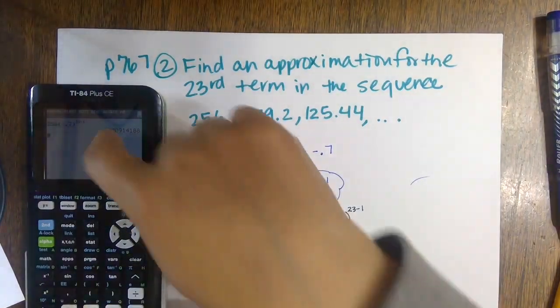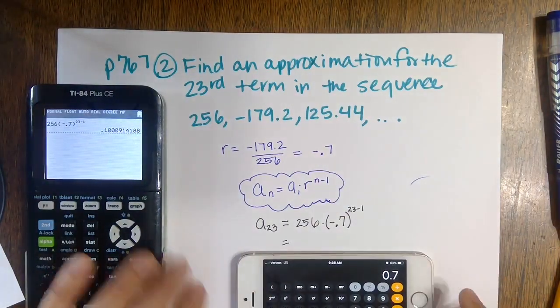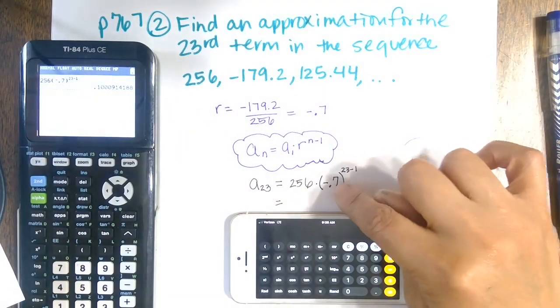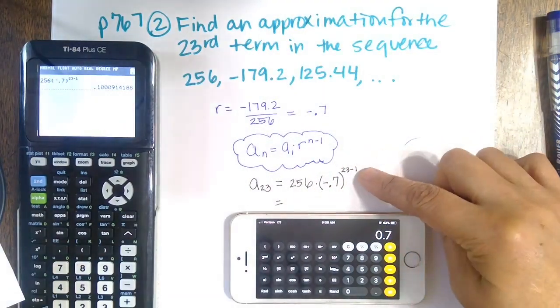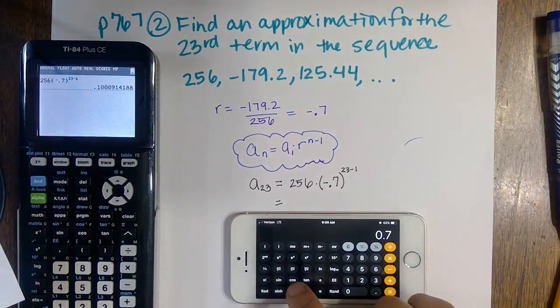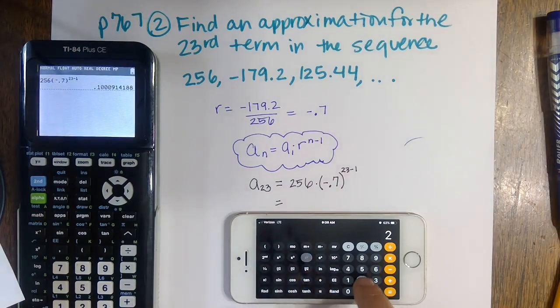Right, so the final answer is about 0.1. If you're using your cell phone, make sure you know how to enter it. You're going to do this part first. It's negative 0.7, but to the 22nd power, so I know my answer is going to be positive. So 0.7 to the 22nd power.